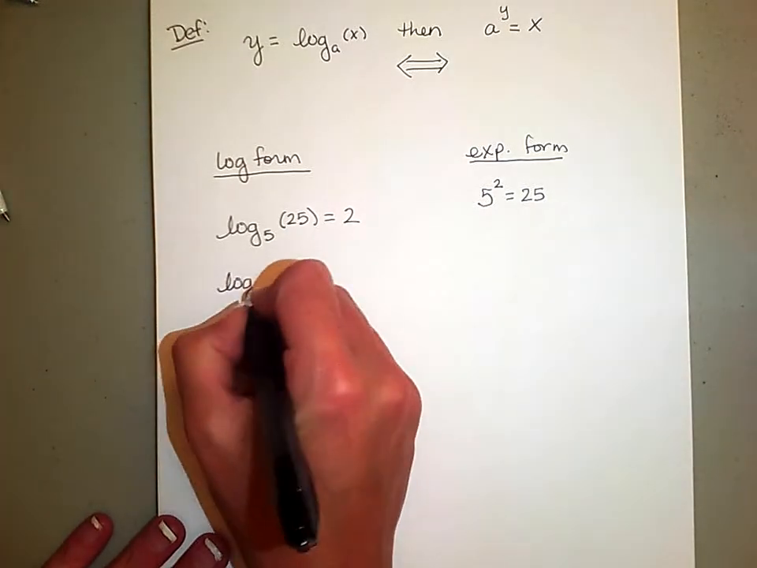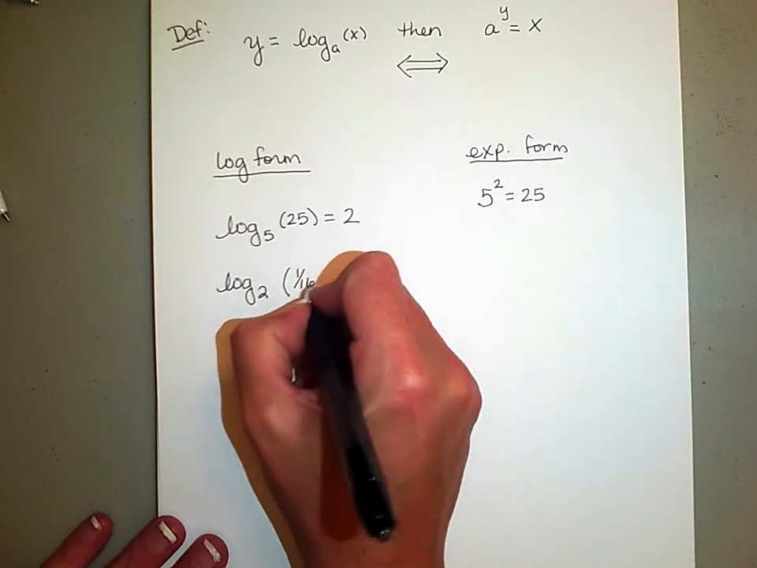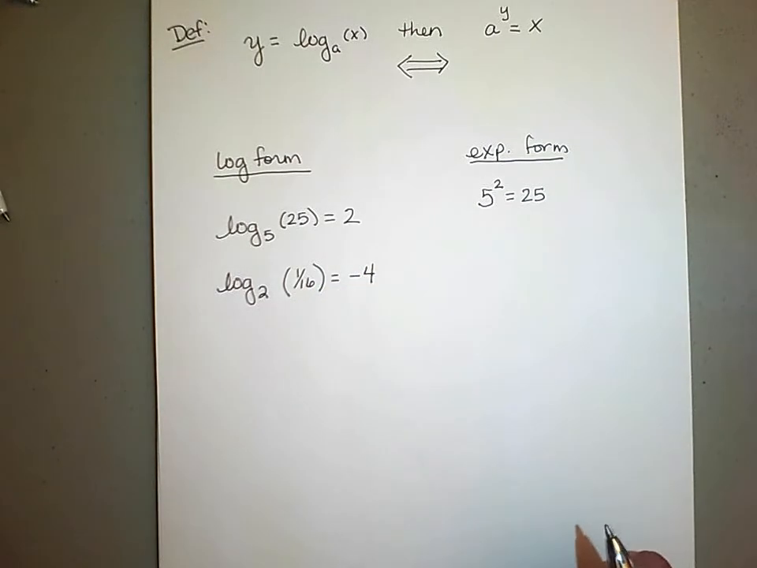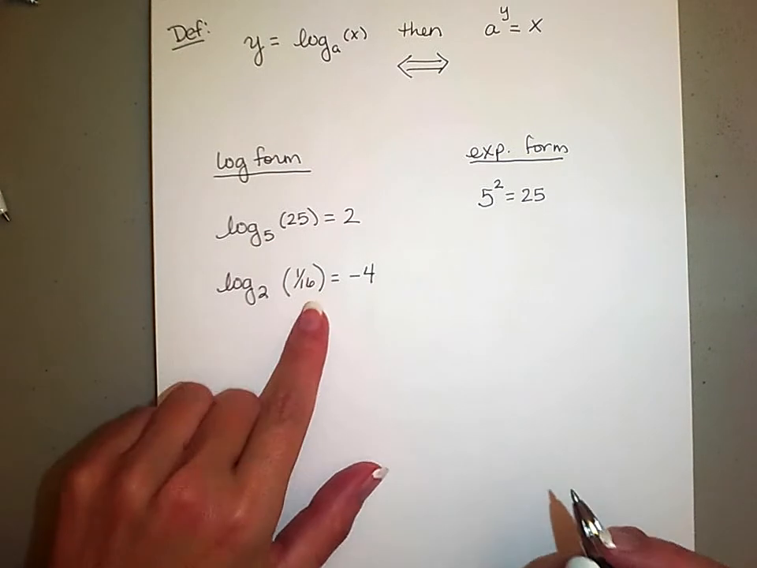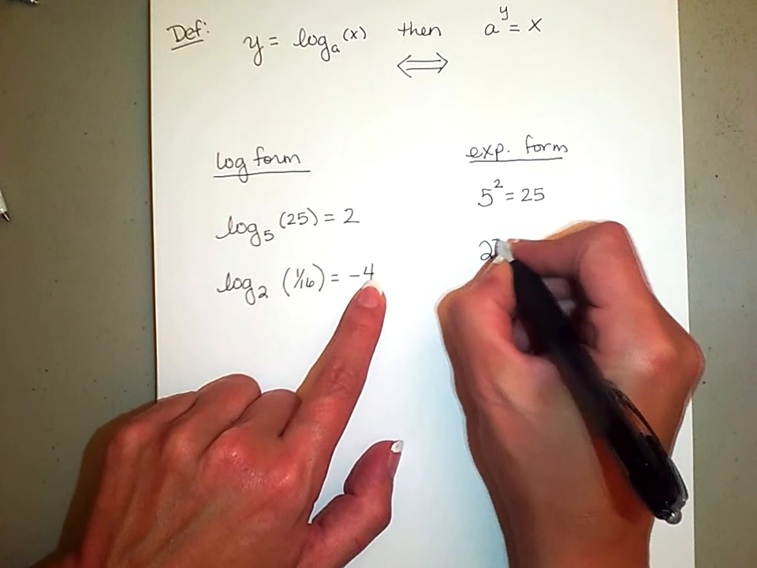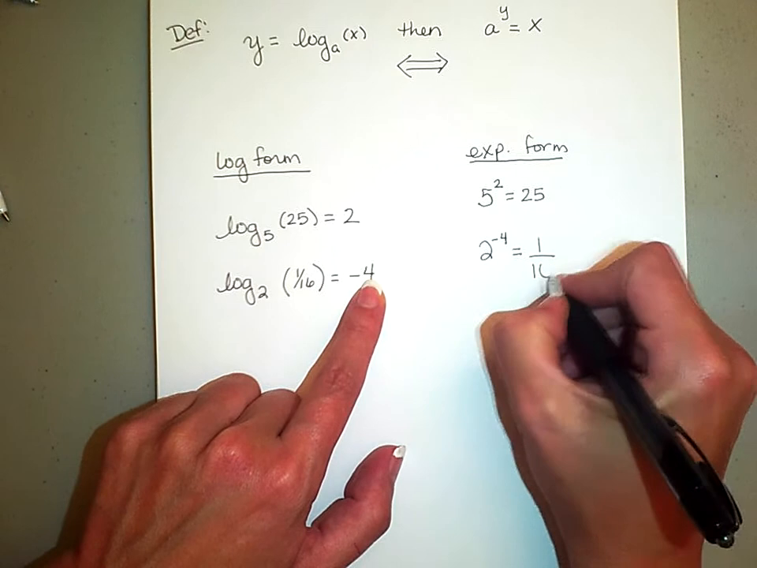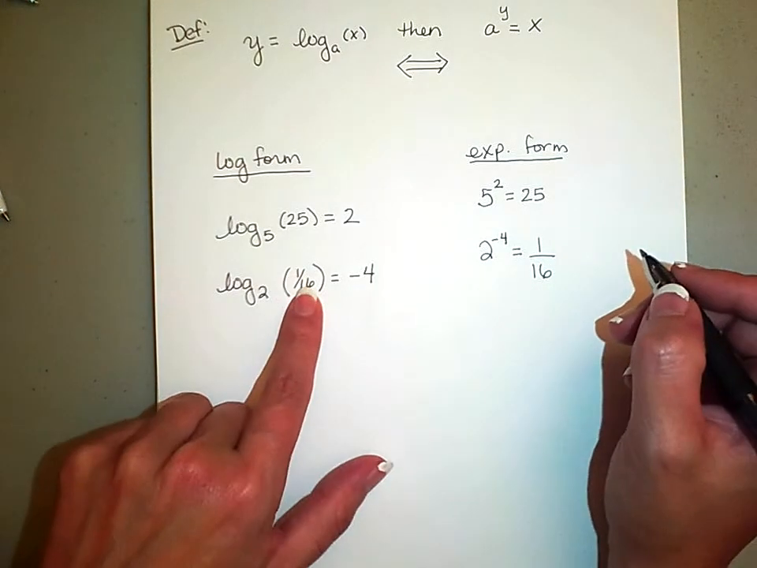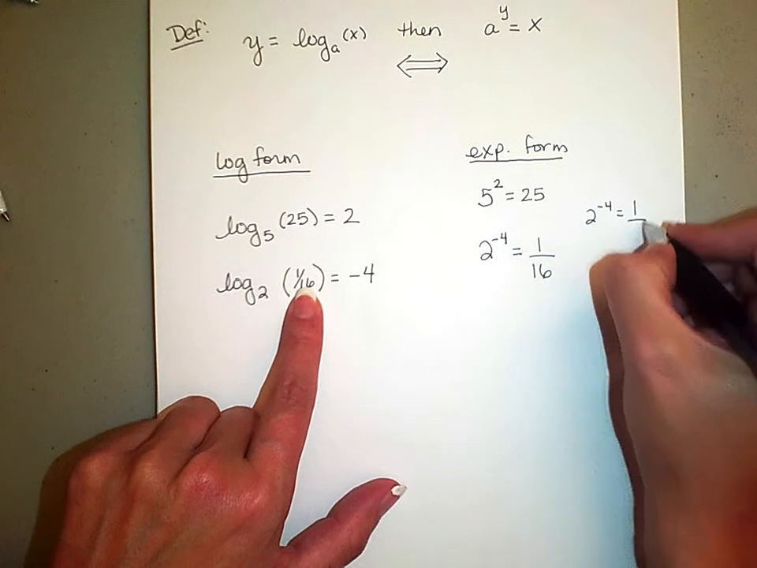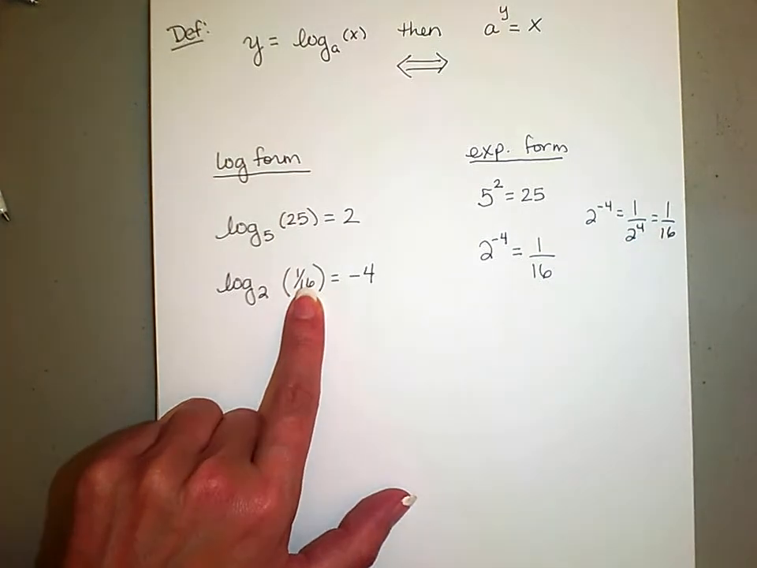We also could say, like I had a log form of log base 2 of 1 over 16 is equal to negative 4. Well, exponentially, this is saying 2 to the negative 4 power is equal to 1 over 16, which is true. Remember, 2 to the negative 4 is 1 over 2 to the positive 4, which is 1 over 16.